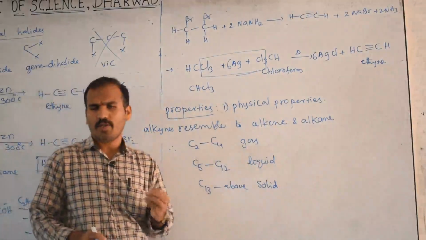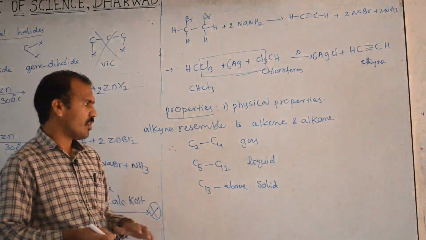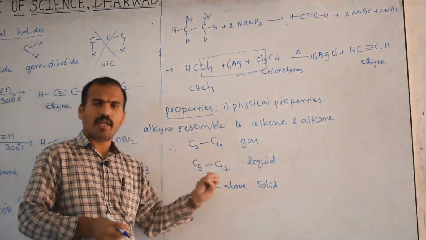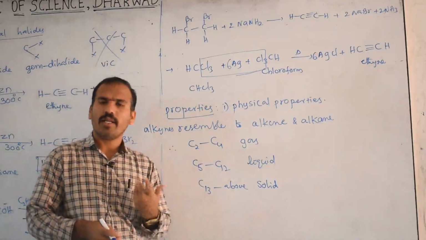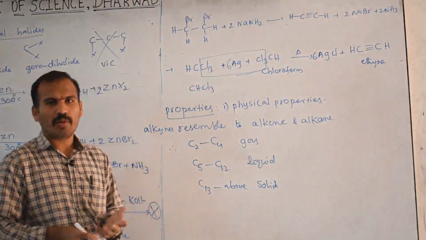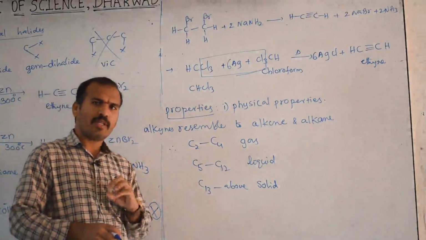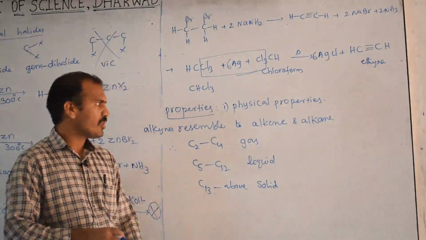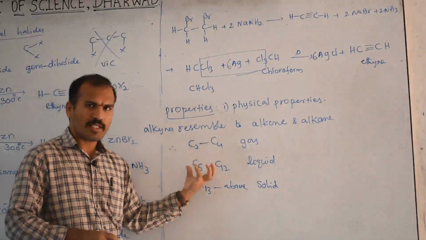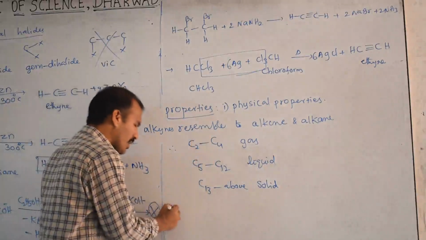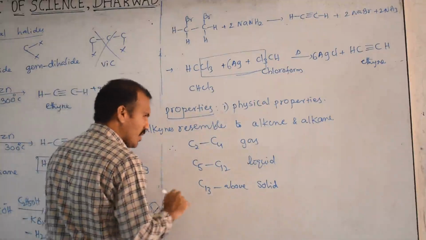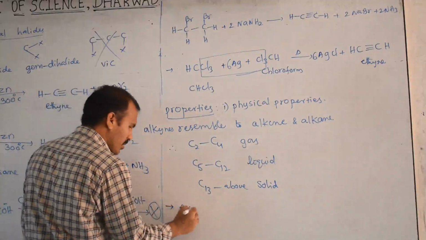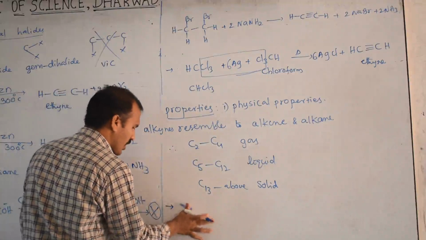For any chapter, first we have to discuss the physical state, next their color or odor, then the solubility, then the melting point and boiling point. In every chapter these are the characteristic properties we have to discuss. So now I have discussed the physical state. Next one is what? Color and odor. All are colorless and odorless except ethyne. Otherwise, you can discuss ethyne separately.